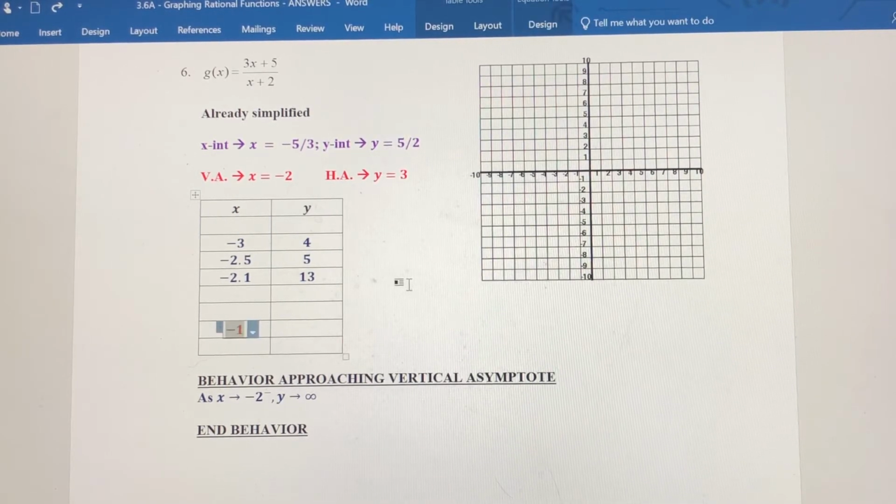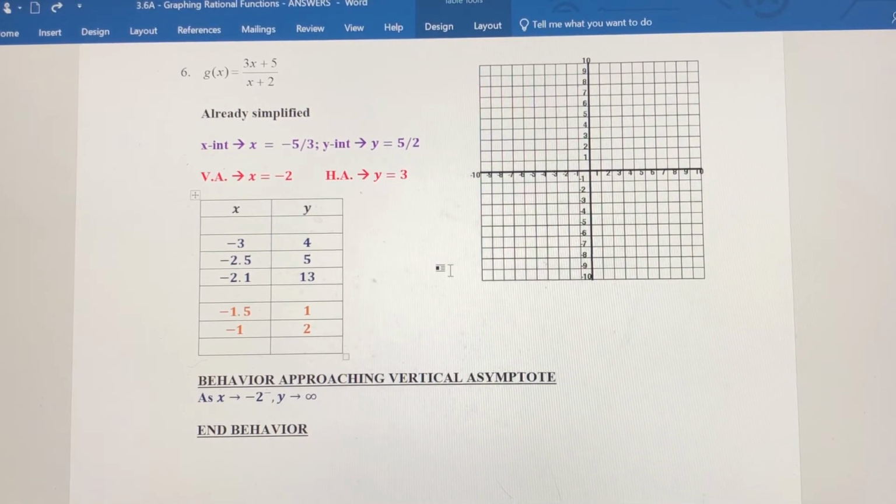So let's start out with negative 1. So we're to the right of negative 2. All right, and we get a positive 2, okay? Let's get a little bit closer to negative 2 coming from the right, so negative 1.5. Let's plug in negative 1.5 up here, do all the calculations, and you get a positive 1. So you can see we're getting smaller as we're getting closer to negative 2 coming from the right side.